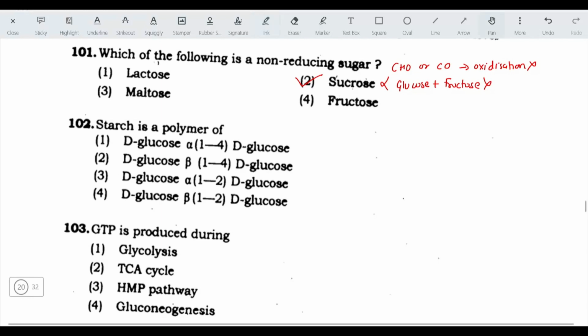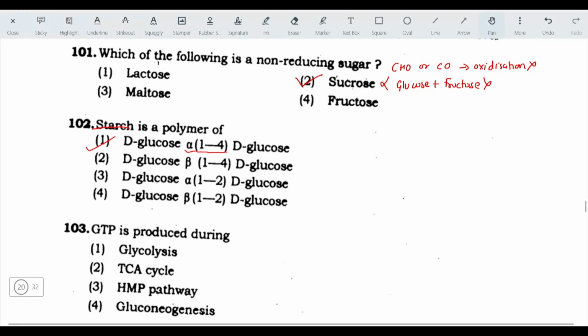Next question, starch is a polymer of. The answer is D-glucose, where adjacent D-glucose units are linked with alpha 1,4 glycosidic bonds.